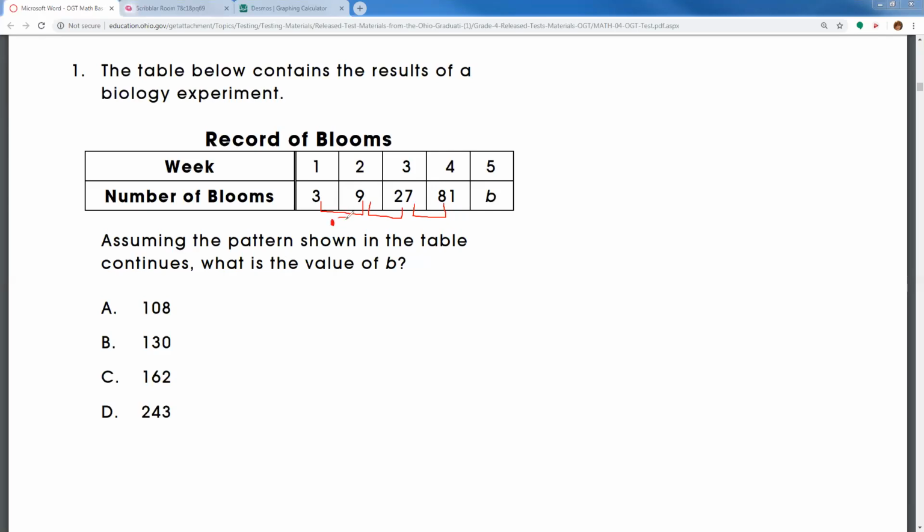Multiplied by 3. Well, there's two options: times 3, that would work, or add 6. Might be the times 3, might be the add 6. When we don't really know the topic, it could be either. We're going to check on the next one.